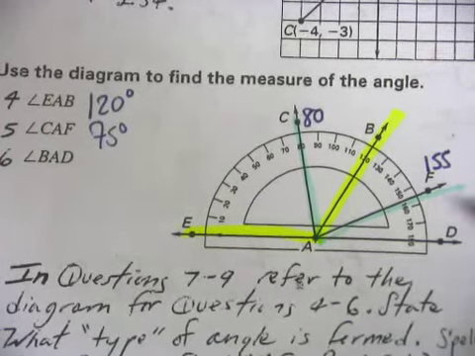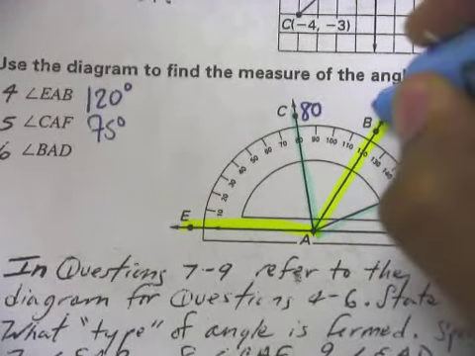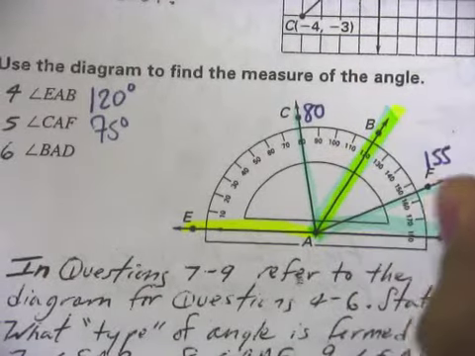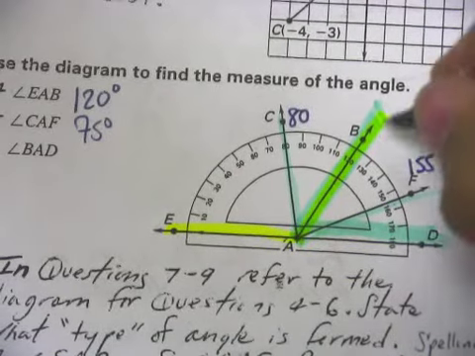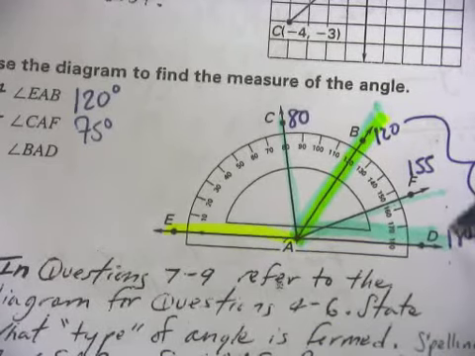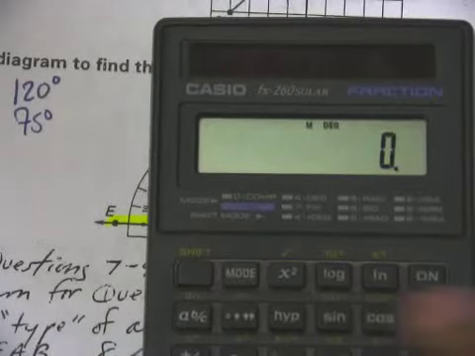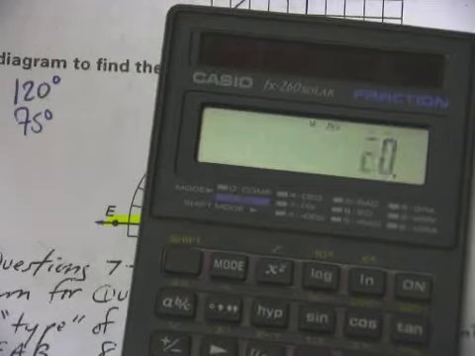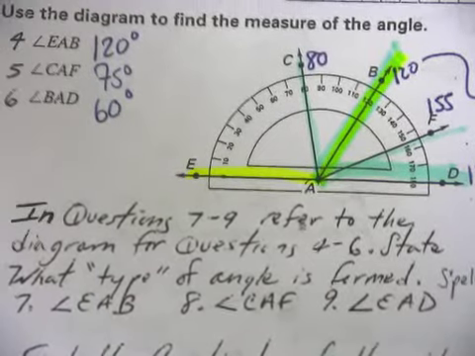And finally, they want the measure of angle BAD. And if I look here, that goes from here to here to there. Well, angle BAD goes from 120 to 180. So I'm looking at the difference from 120 to 180. So I subtract 180 minus 120 gives me 60 degrees. So that's 60 degrees.